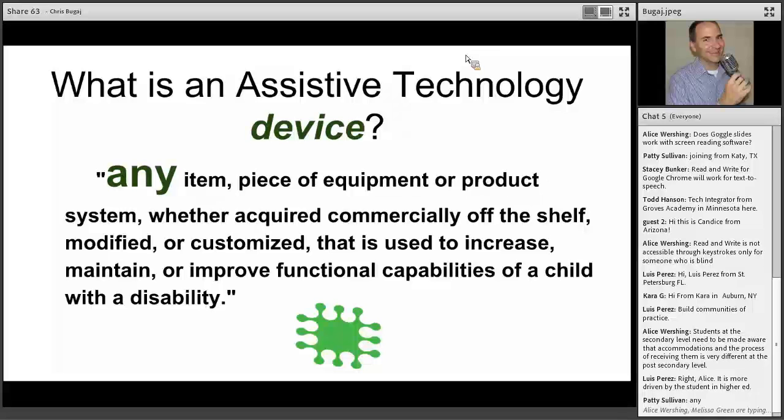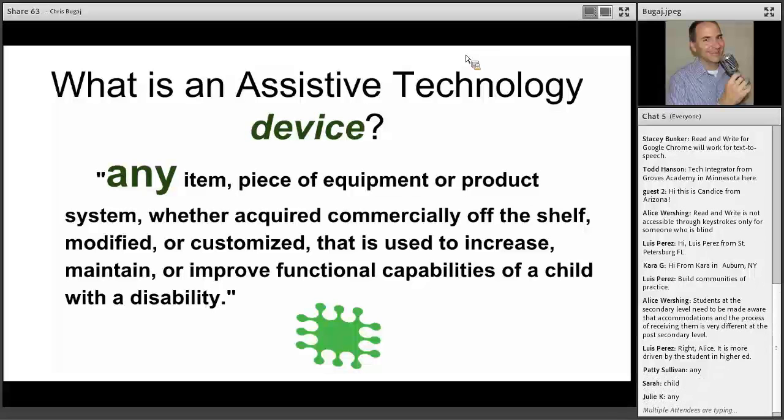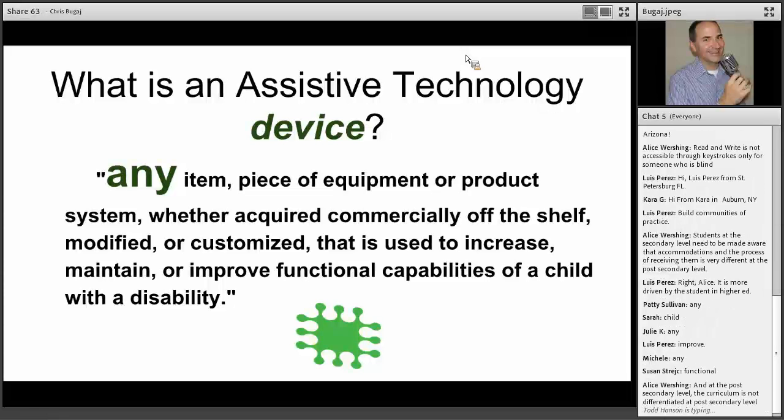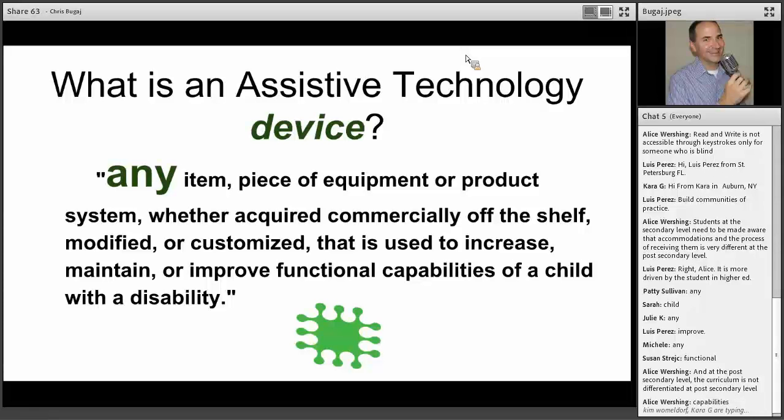Let me ask you, everybody, since I have all of you here in the webinar, what do you think is the most important word in this definition? Go ahead and type in your answer. Patty says any, right? And multiple people are typing any. Sarah says child, right? That's you, Sarah, yes. Functional, right? I'm guessing many people put any because any is bolded and larger on the screen.